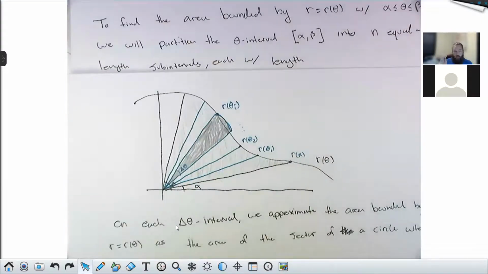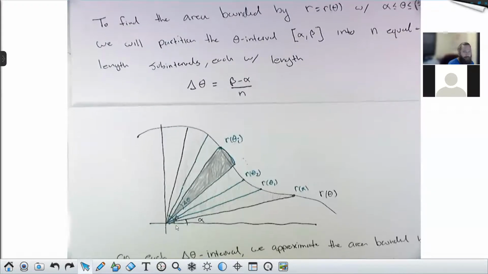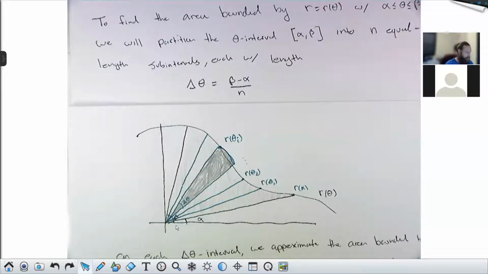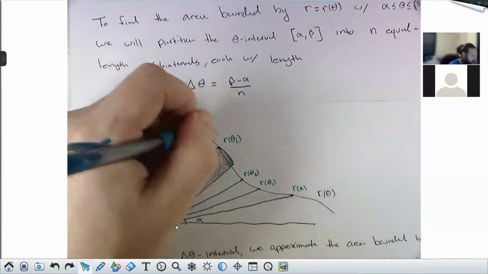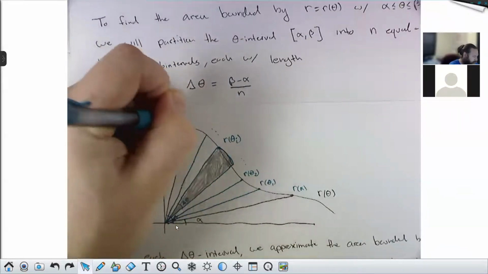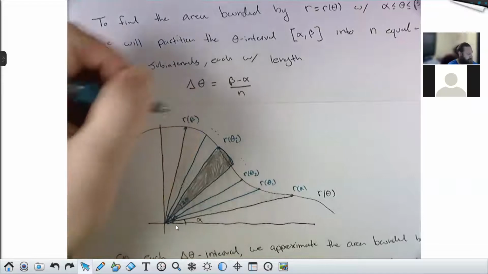So my interval from alpha to beta has been chopped up into n equal length subintervals, the endpoints of which I call theta 0, theta 1, theta 2, out to theta I. Right, that's the idea. And we continue on and on like this. This last one would be R of beta.